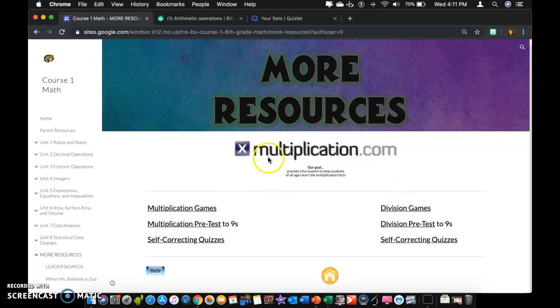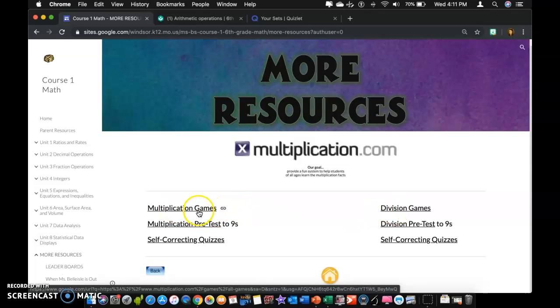So I linked a resource called multiplication.com, which is a free resource, and I've given them access to games that they can play to reinforce their skills, and a pre-test that they can take on both multiplication and division, where they'll have everything up to nines, and they'll have 40 questions, and they'll have to answer it as quickly as possible, but there's no timeout. It literally will tell you your accuracy.